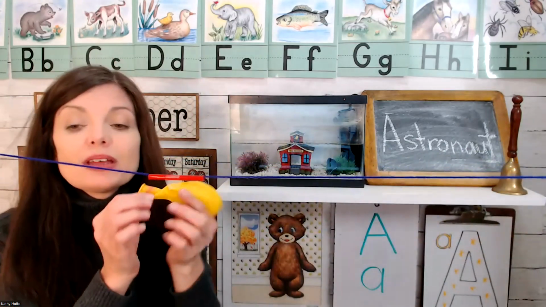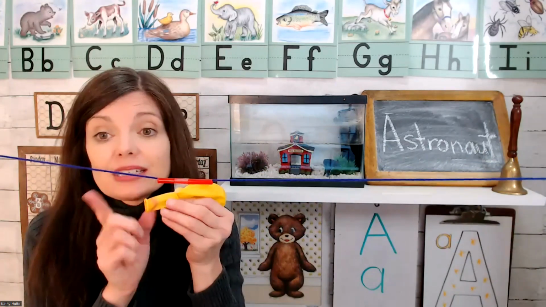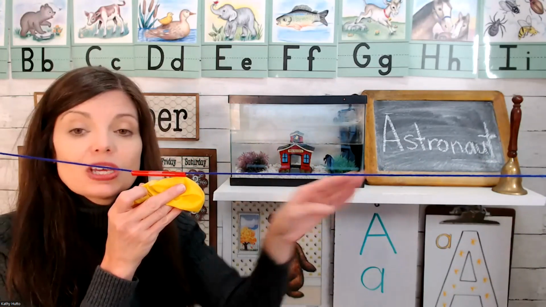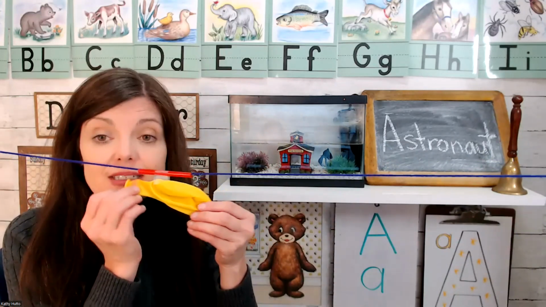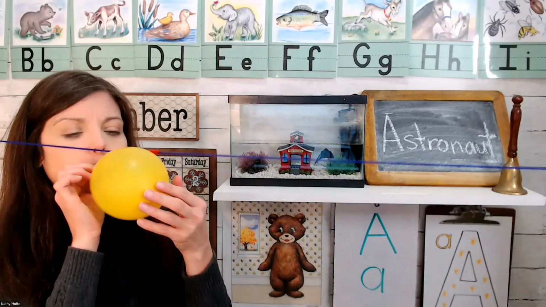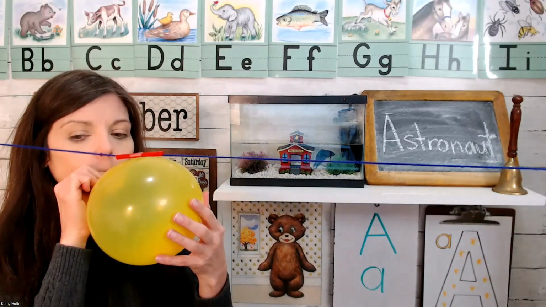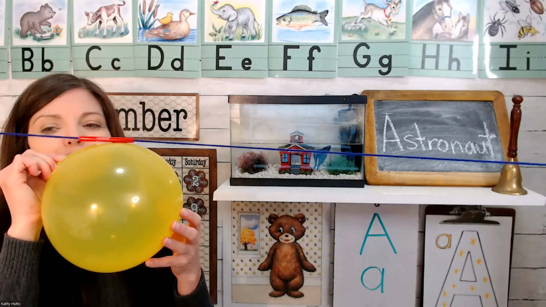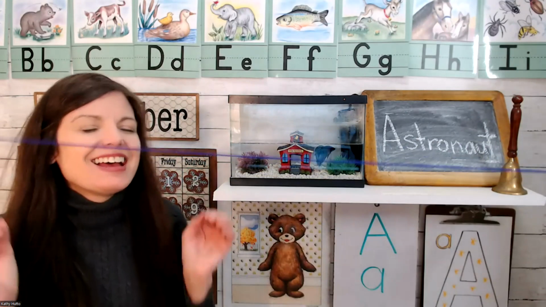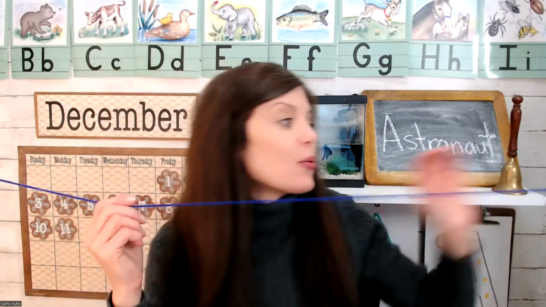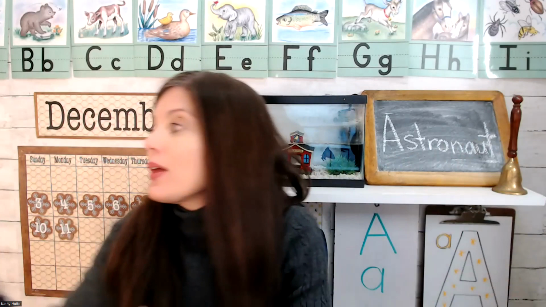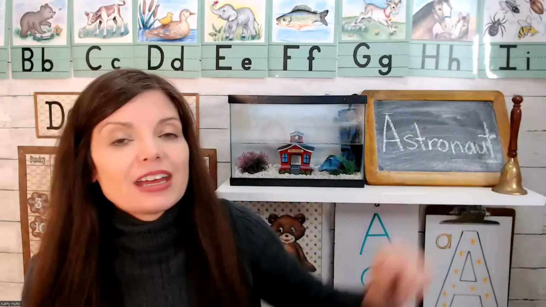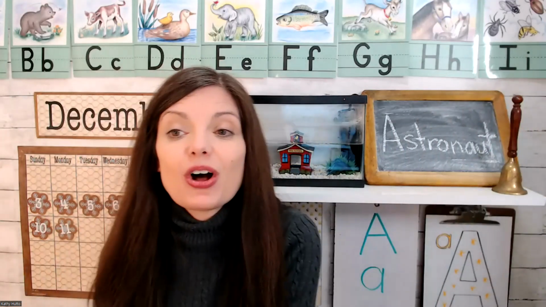Well, the reason that it's doing that is because of something called thrust. The air is rushing out this side of the balloon, and it's causing a forward push. That forward push is called thrust. Let's try it again. Get ready, get set, blast off. So that was happening because of thrust. It's a forward movement. When the air was rushing that way, the forward movement pushed the rocket or the balloon ahead the other way. That's called thrust.